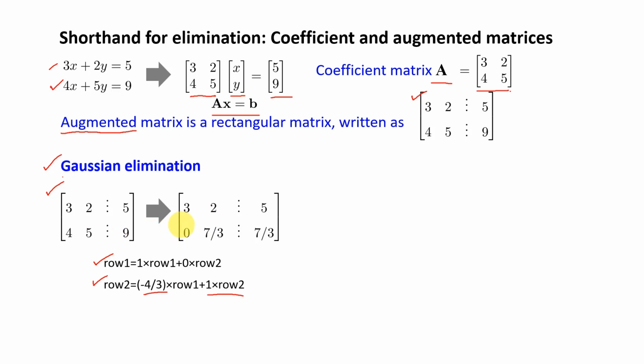Once we do so, we get a matrix with 3, 2, 5 as the first row, which remains the same. So please note that when we are now talking about a row, the 5 is also coming in the row. It's not just the coefficient matrix, we are talking in terms of the augmented matrix. So the first row is 3, 2, 5 and that remains the same. The second row is now changed: 0, 7 by 3, 7 by 3. And this pretty much completes the forward elimination part.